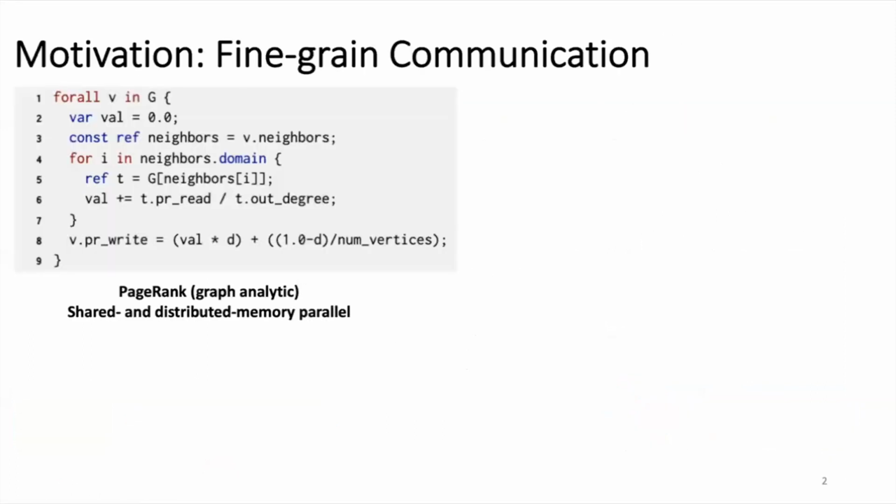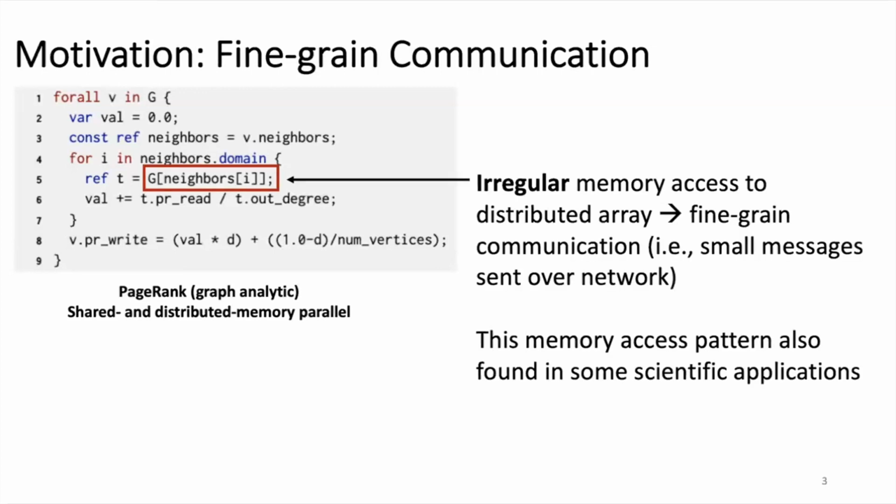So first, going into some motivation, what is fine-grained communication? Where does it kind of show up, and why is it an issue? To motivate this, here is an example of PageRank, which is a graph analytic. This is written in CHIUW. It's both shared and distributed memory parallel. It exhibits a lot of nice high productivity features that CHIUW provides, but of interest to us for this talk is this memory access on line 5.